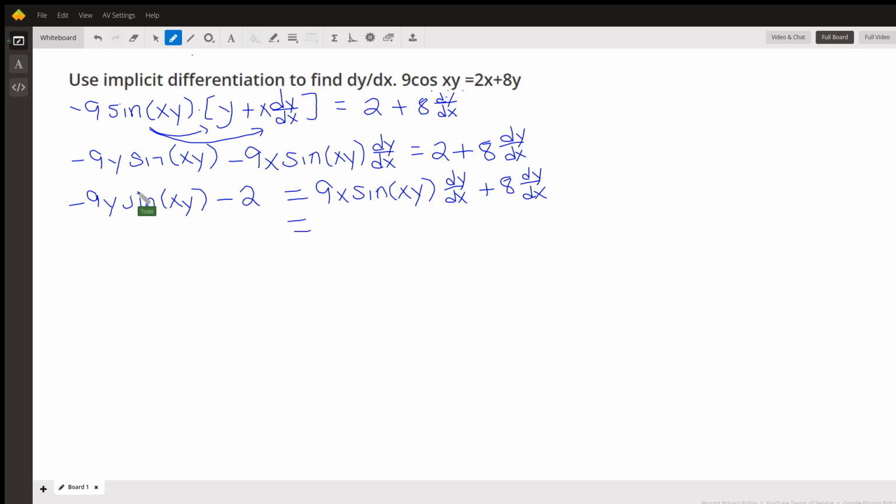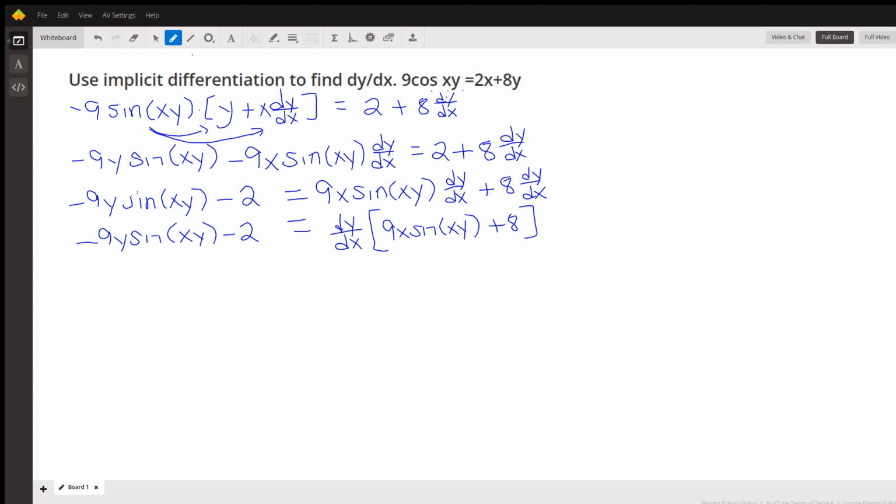So now I'm going to factor out a dy/dx on the right. When I do that, I have 9x sine of xy plus 8. On the left side, I have what I started with, negative 9y sine of xy minus 2. I'm almost done. I just need to get dy/dx all by itself.